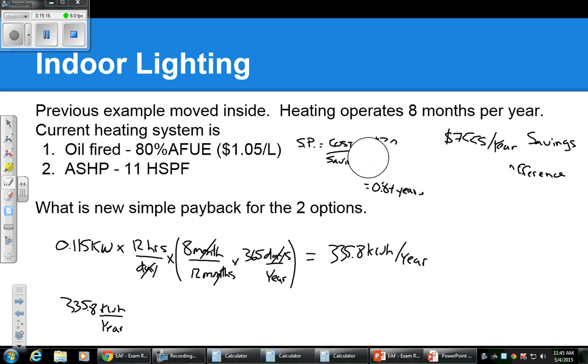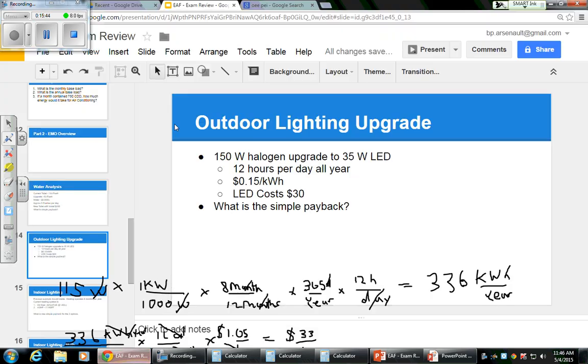Oh, I shouldn't have deleted that. Okay, so now we've got an air source heat pump with an 11 HSPF. So HSPF, if we divide that by that special number, and I want to get this right, so I'm going to search online just to make sure.